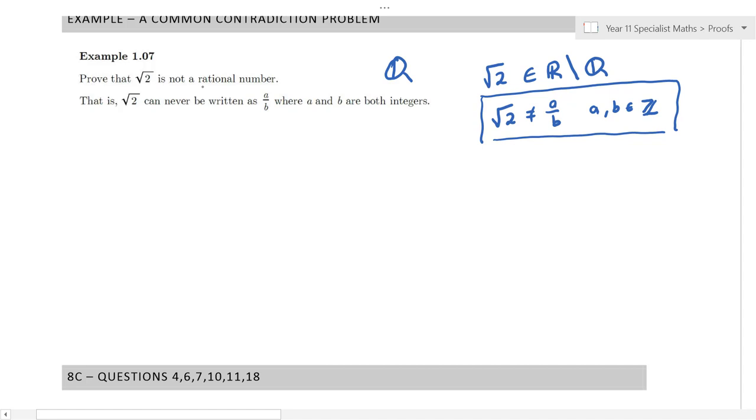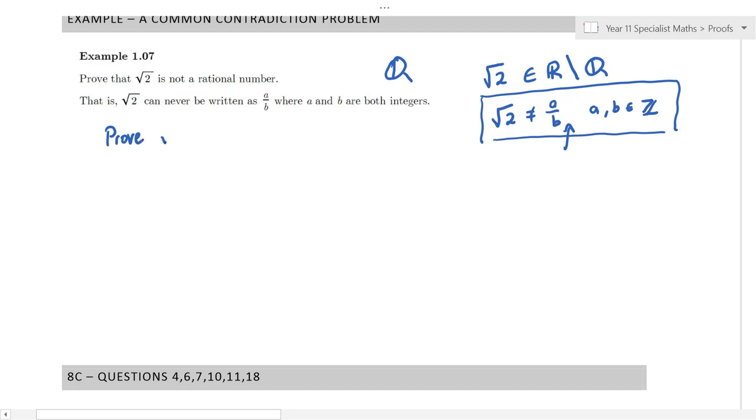Prove that root 2 is not a rational number. So that's sort of over here. That's what we're trying to do. And that is, root 2 can never be written as A over B, where A and B are both integers, okay? So if we work this out, we assume the opposite, that it equals A on B.